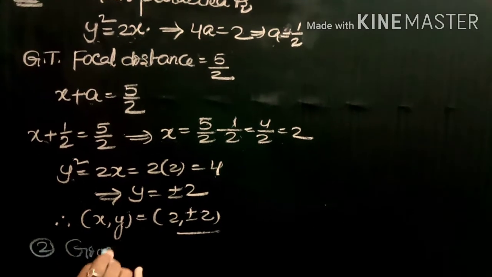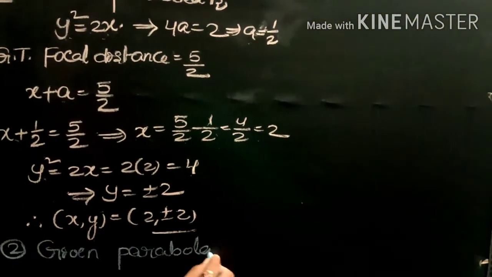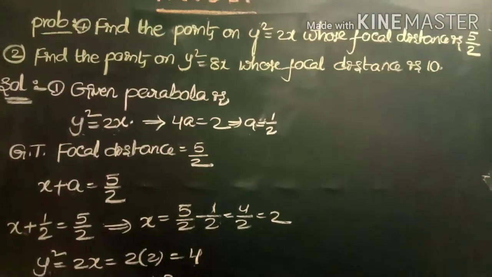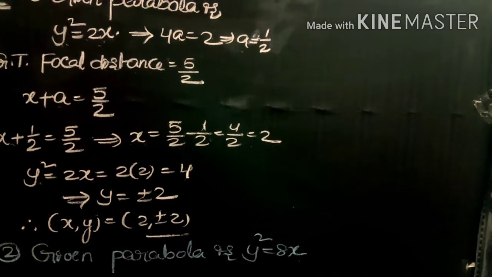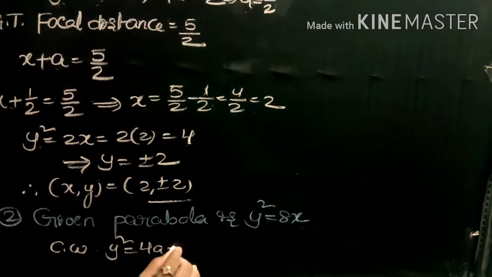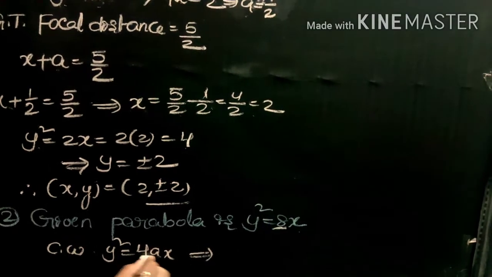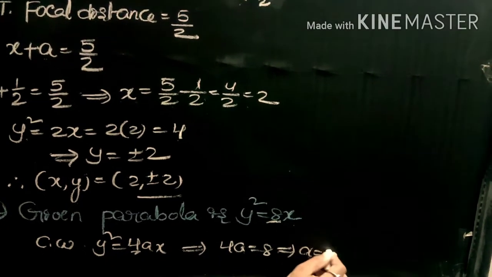Given parabola is y square is equal to 8x. When we compare this equation with y square is equal to 4ax, then we get the value 4a is equal to 8. Then the value of a is equal to 2.